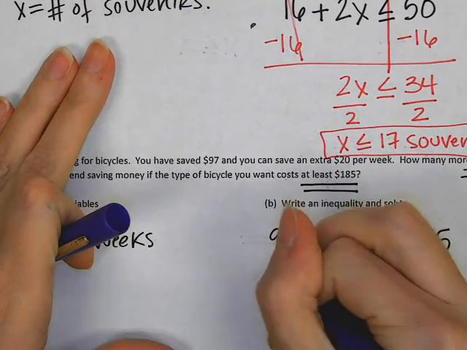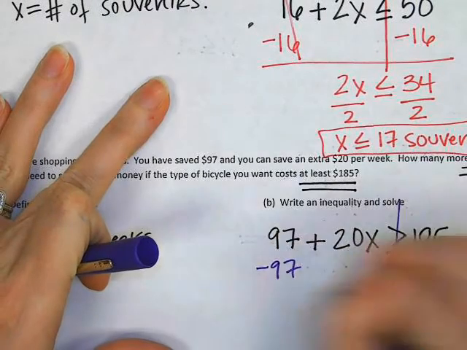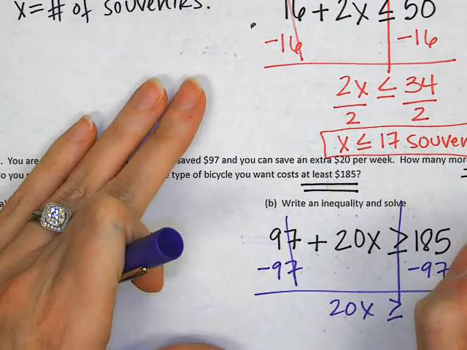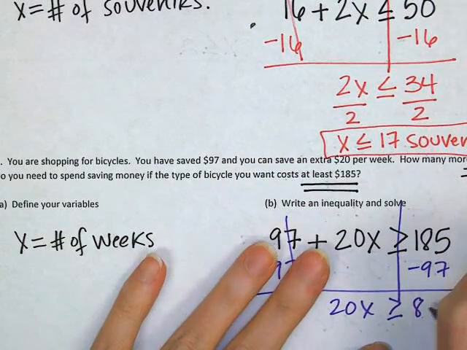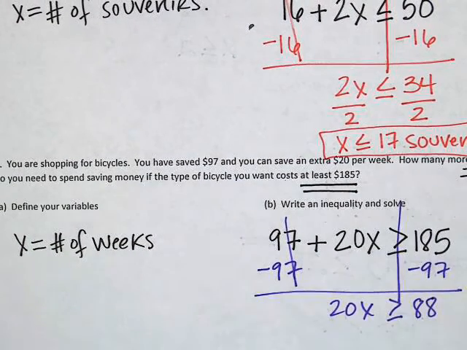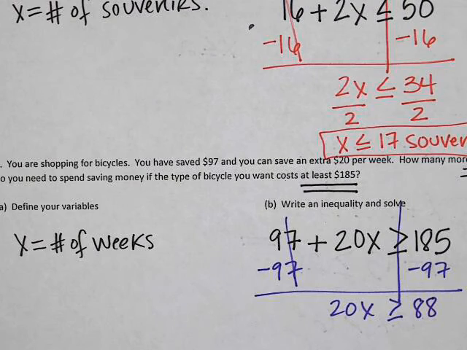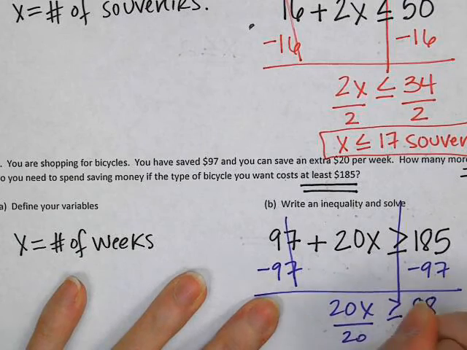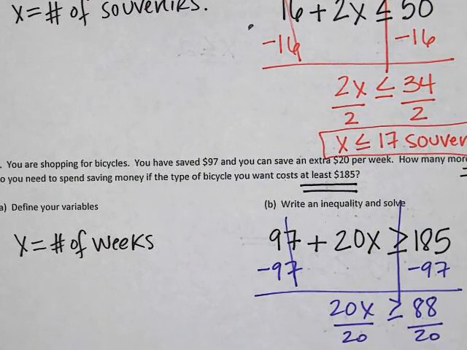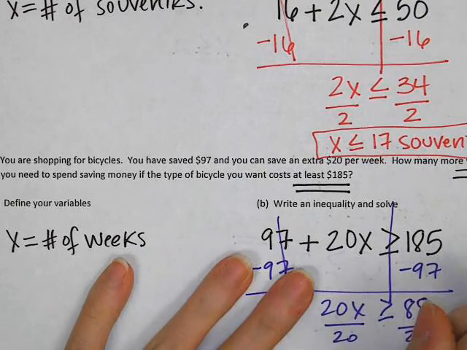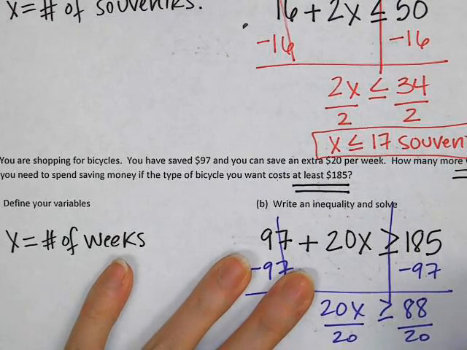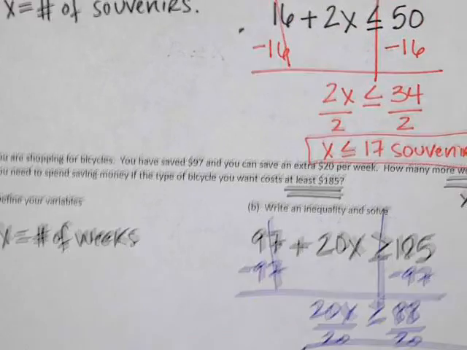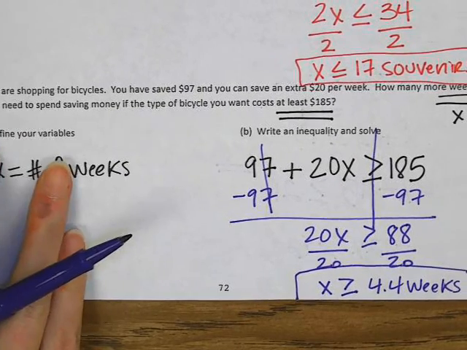So draw the wall, minus 97, minus 97. You get 20x is greater than or equal to, I think that's 88? 185 minus 97 is 88. Divide by 20, divide by 20. You get x is greater than or equal to 88 divided by 20 is 4.4 weeks. And it's okay, it could be a decimal of a week. So, oh, sorry, you can't see that. X is greater than or equal to 4.4 weeks.